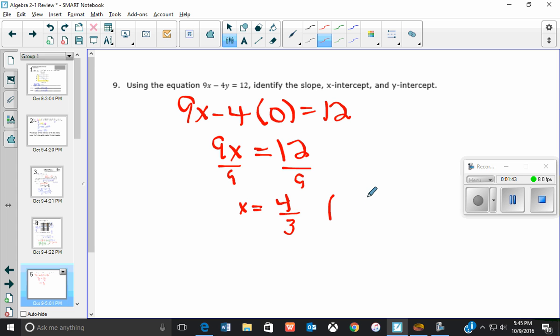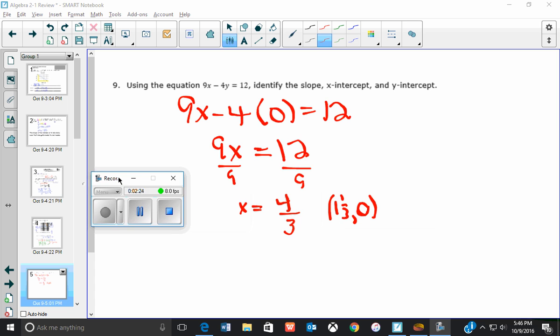Our x-intercept could be written as a point also. If I'm thinking about the x-intercept and I'm graphing it, 4 thirds is very difficult when you have an improper fraction and you're trying to graph that and figure out what that is. So changing it to a mixed number would make sense in this case for an x-intercept. So 1 and 1/3, comma, 0, because it's crossing the x-axis at y equals 0. So that's my x-intercept.